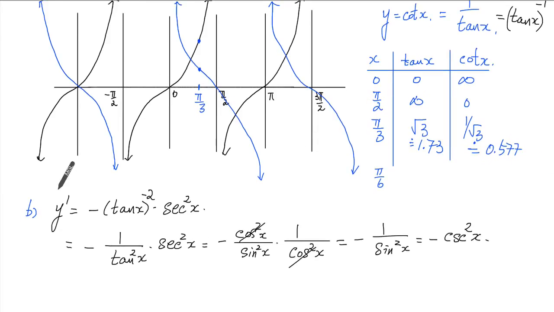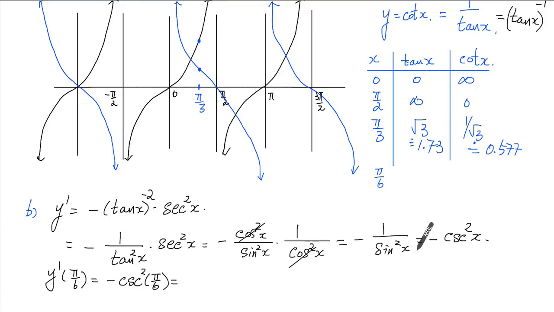We can now evaluate the instantaneous rate of change at a few values here. Okay. So let's try it at one of these points here. Let's say pi over 3. Okay. Or let's use pi over 6. Okay. So y prime at pi over 6 will be negative cosecant squared at pi over 6.